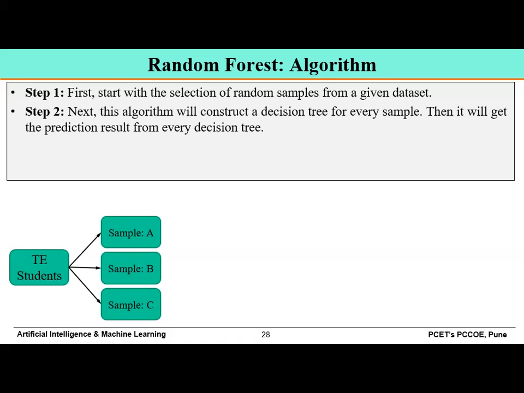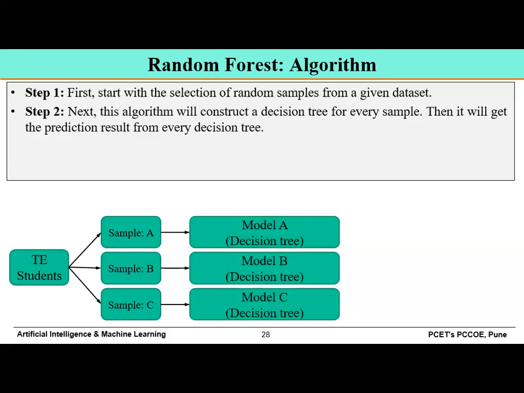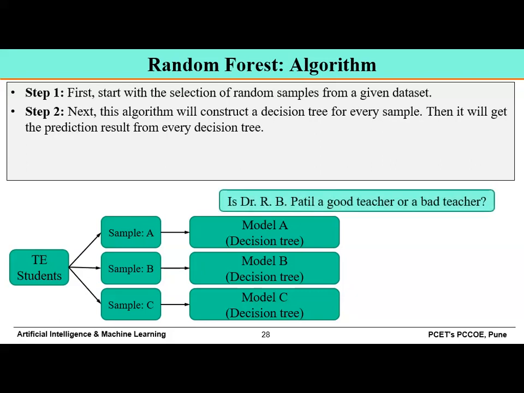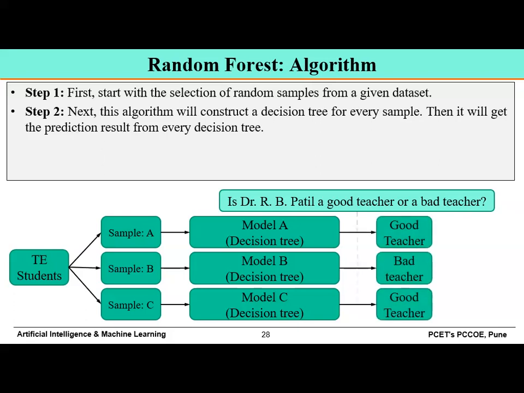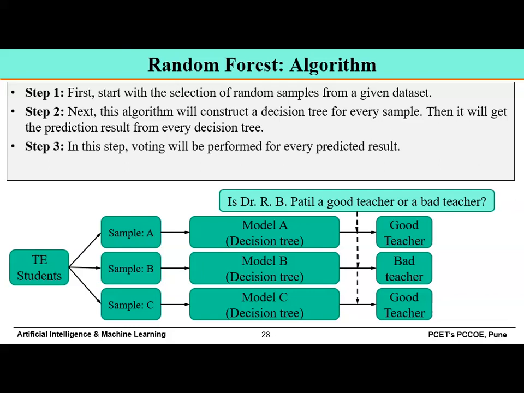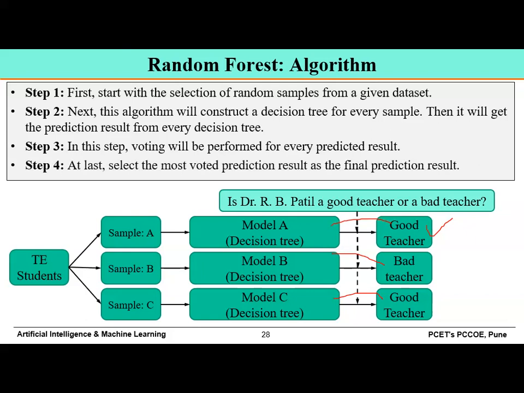Second step, this algorithm will construct a decision tree for every sample. So we have three samples. For each sample, you need to develop the model by using a decision tree. So converting the sample into a decision tree. Next step, the question is how I am teaching your class, and these are the outcomes. So step number 3, you need to collect the output for each sample and go for the voting. How many samples are saying I'm a good teacher, and how many samples are saying I'm not a good teacher. And then based on the majority, you have to make the final conclusion.